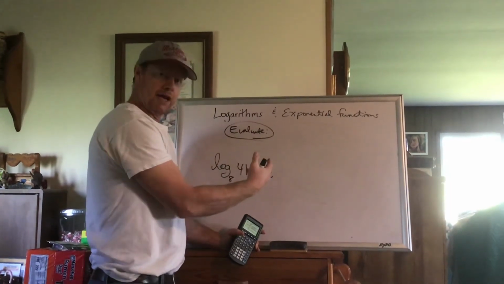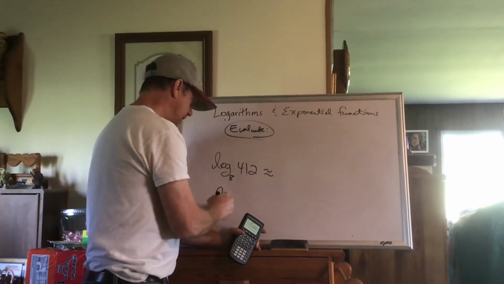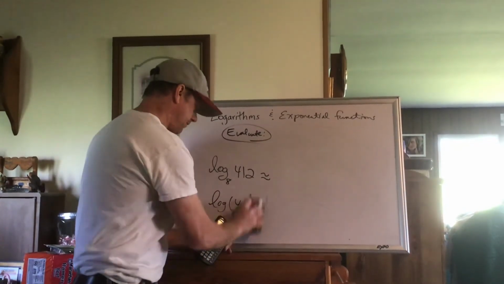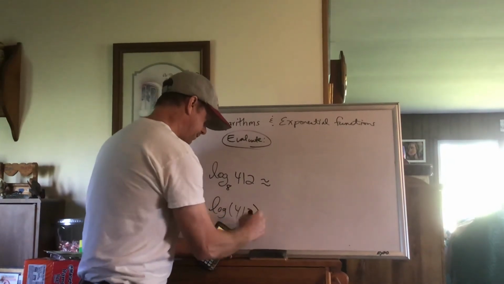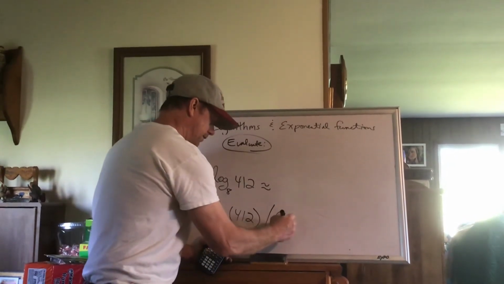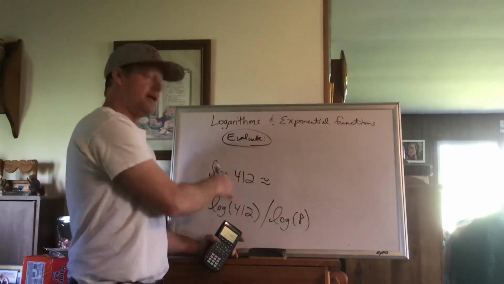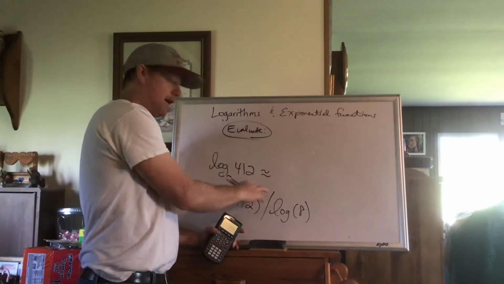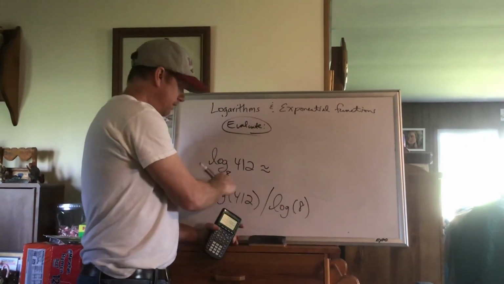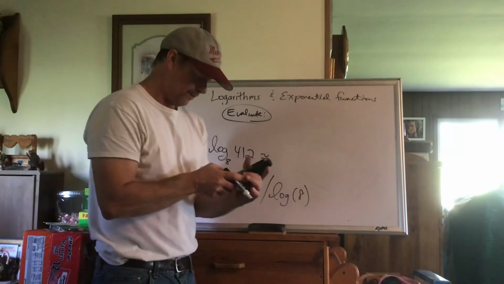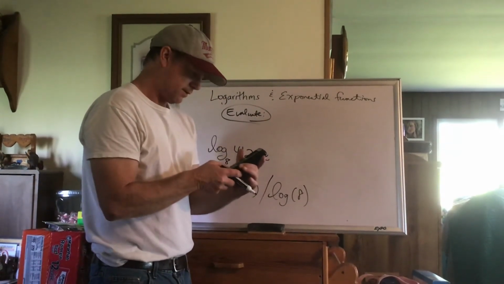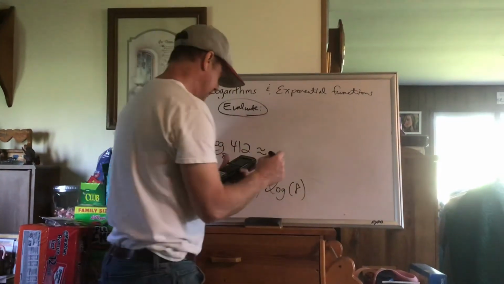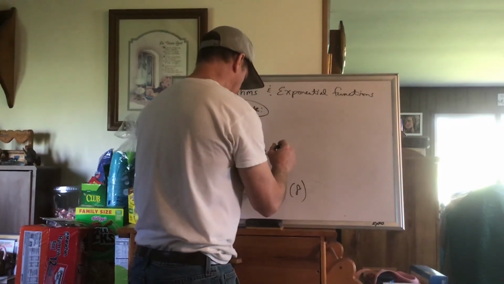So how do we get the answer to this with our calculator? We're going to take the log of 412 and divide it by the log of 8. Like I said, it's the log of whatever's out here divided by the log of your subscripted guy. You always divide by the log of your subscripted number. So if I do that, the log of 412, close parentheses, divided by the log of 8, it is approximately 2.90.